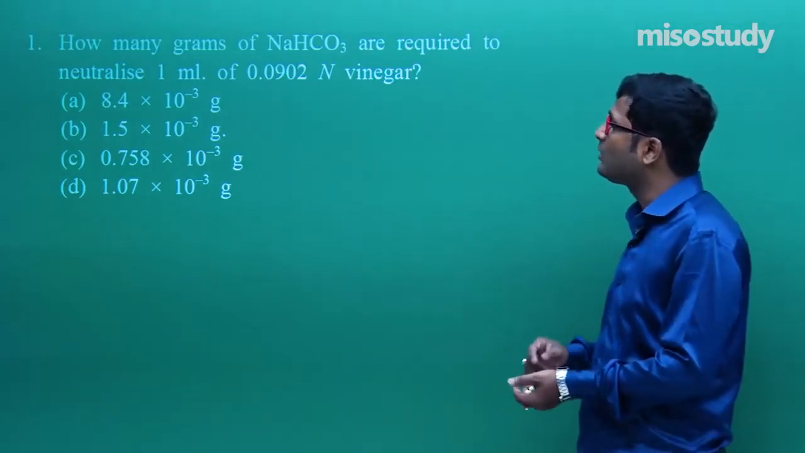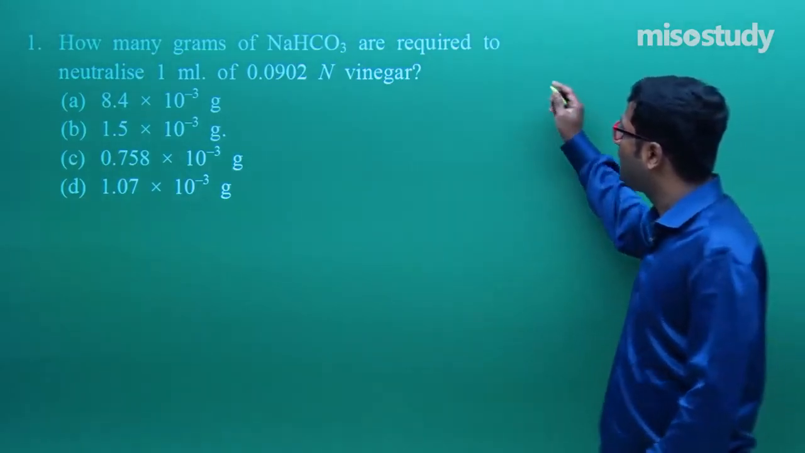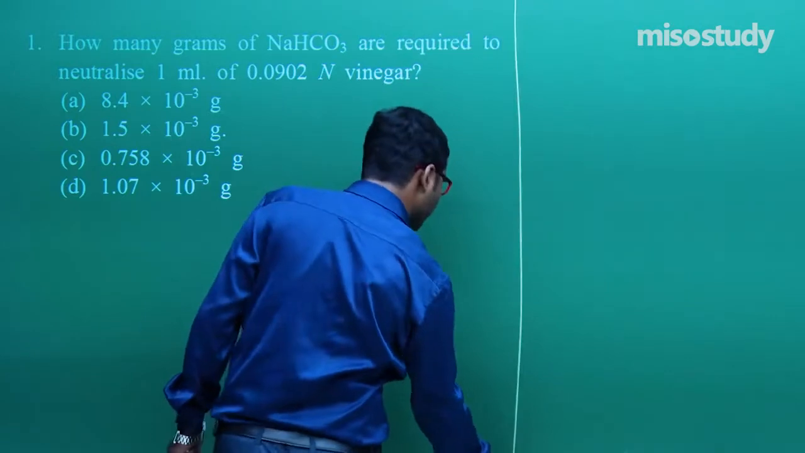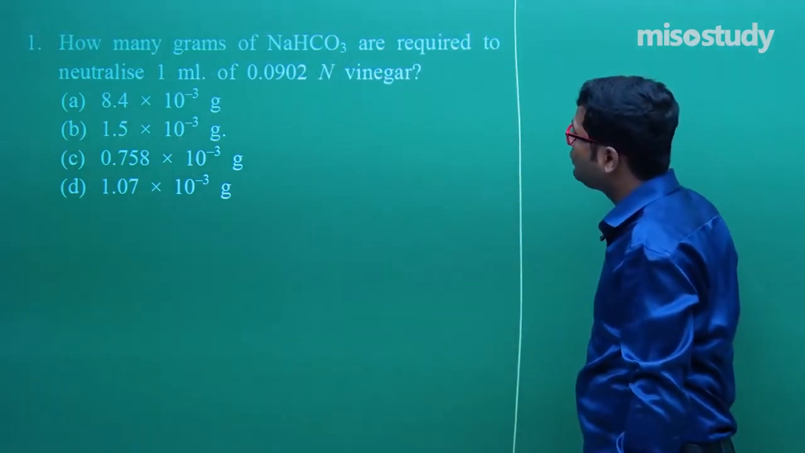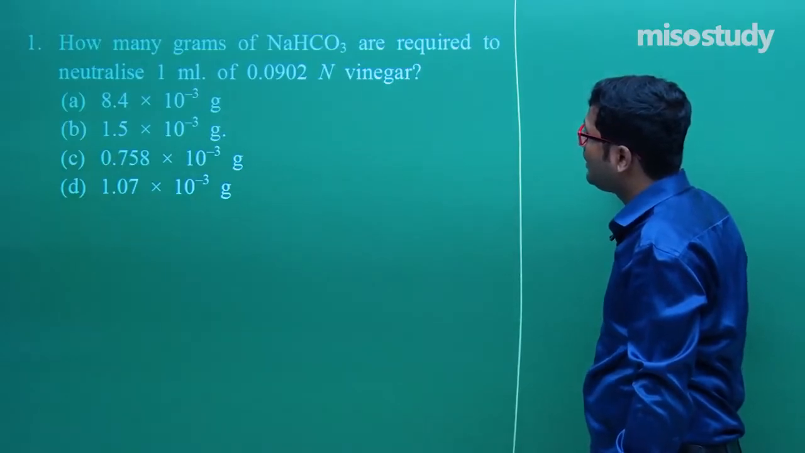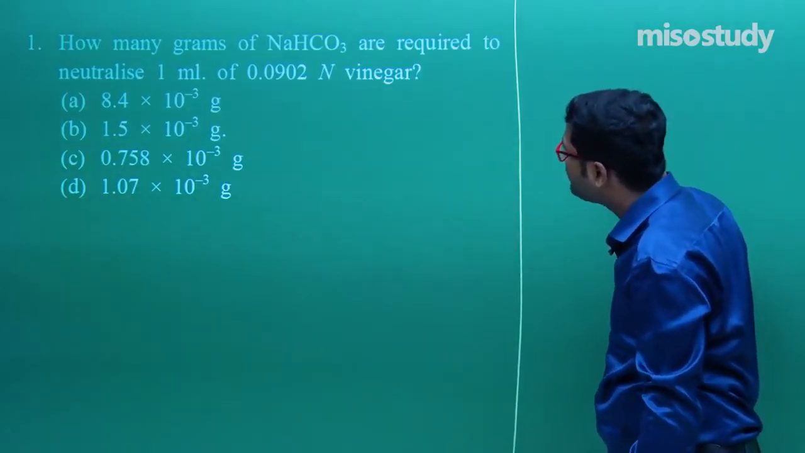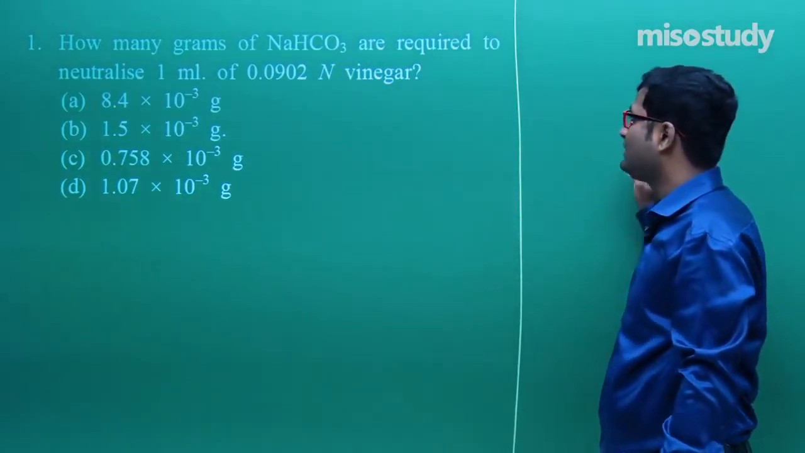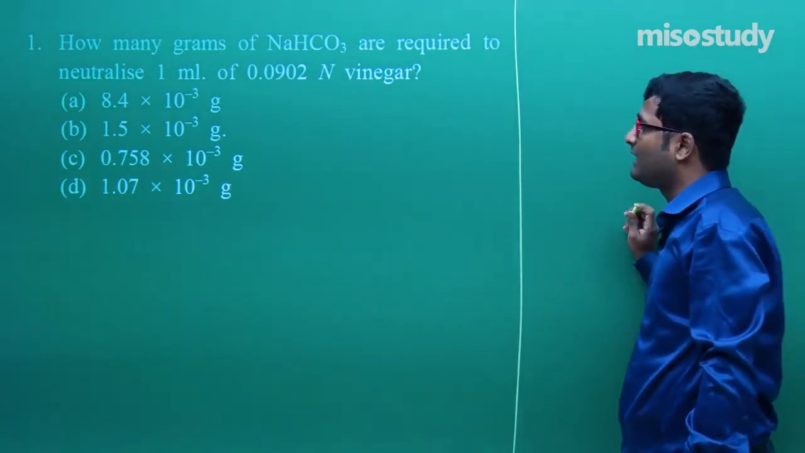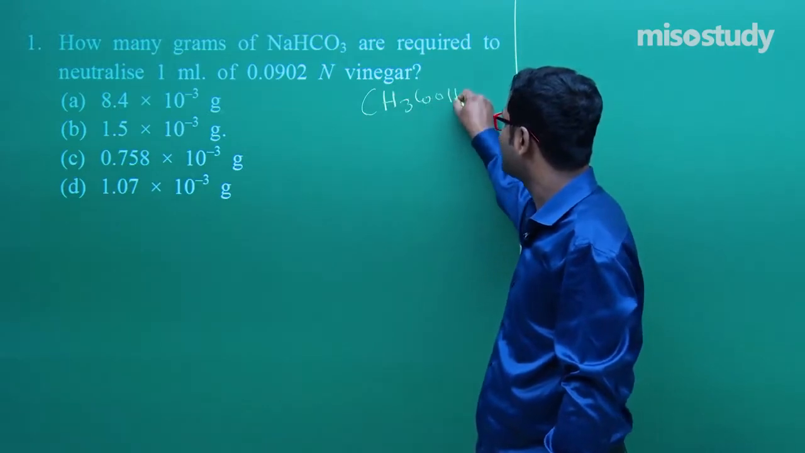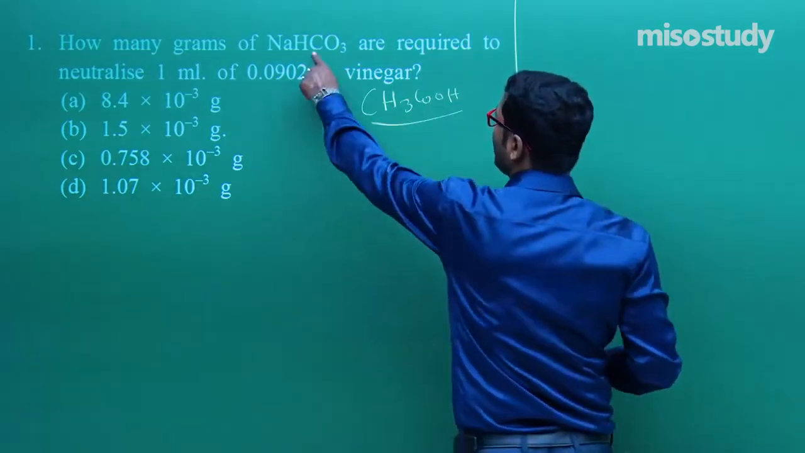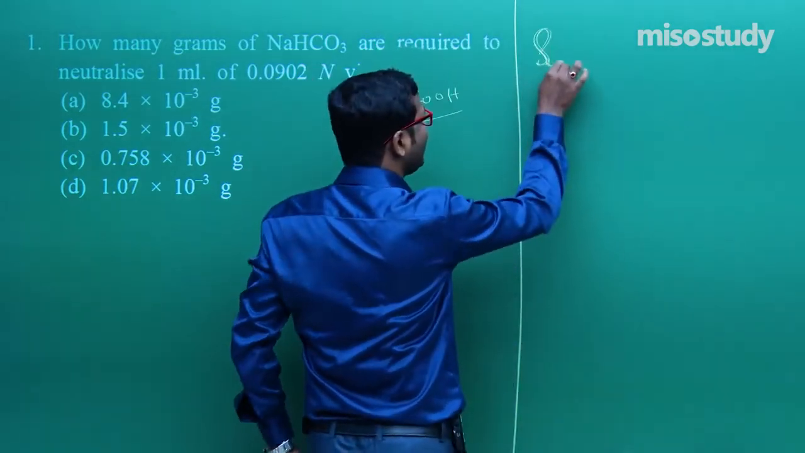My first question: how many grams of NaHCO3 are required to neutralize 1 ml of 0.0902 normal vinegar? What is the formula of vinegar? That is CH3COOH. Yes sir. So as we know, when complete neutralization takes place, then what will happen?